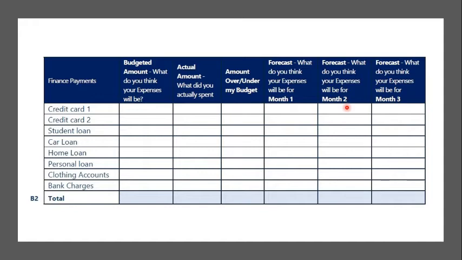For assessment purposes, you must show that you can plan. So it can be more, it can be less. Credit card two, I'm going to leave. Do you have a student loan? Remember, you're going to complete rows applicable to you.